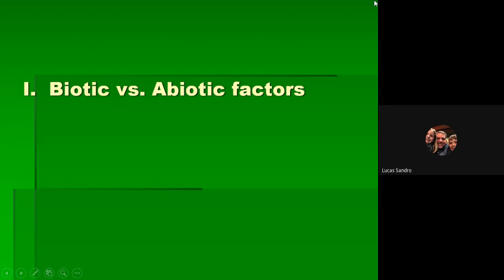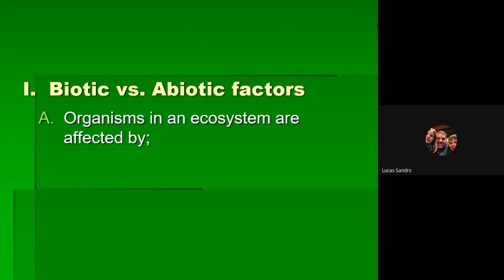So we're going to start with something real easy, which is, I don't know if you've heard this term before, but I think you're going to know right away what it means. It's actually two terms, biotic and abiotic. It's a term we use in ecology for the things that are affecting a particular organism. The biotic factors or the abiotic factors.